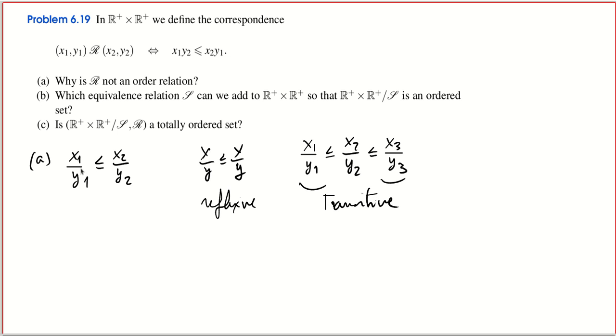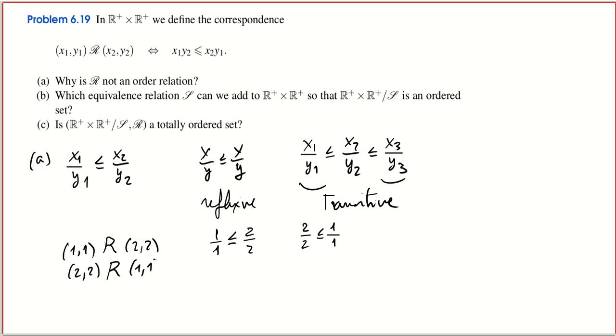Suppose that you take, as the first pair, 1, 1, and as the second pair, 2, 2, right? Then 1, 1 is smaller than or equal to 2, 2, so you can say that 1, 1 is related to 2, 2. And the reason is these ratios are both 1, so they are equal. So they satisfy this relation. But since they are equal, they also satisfy this relation. And this relation says that 2, 2 is related to 1, 1.